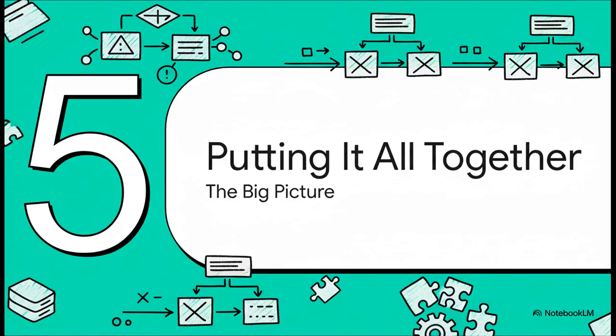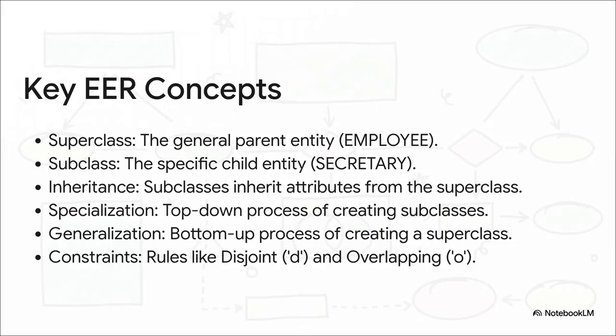So let's do a final, super quick recap to see how it all comes together. So we start with a general superclass. That's our parent, like employee. From that, we define our specific child entities, the subclasses, like secretary. They get all their basic attributes through inheritance. We can create this structure from the top down with specialization or build it from the bottom up with generalization. And then finally, we use constraints like disjoint or overlapping to enforce the membership rules.